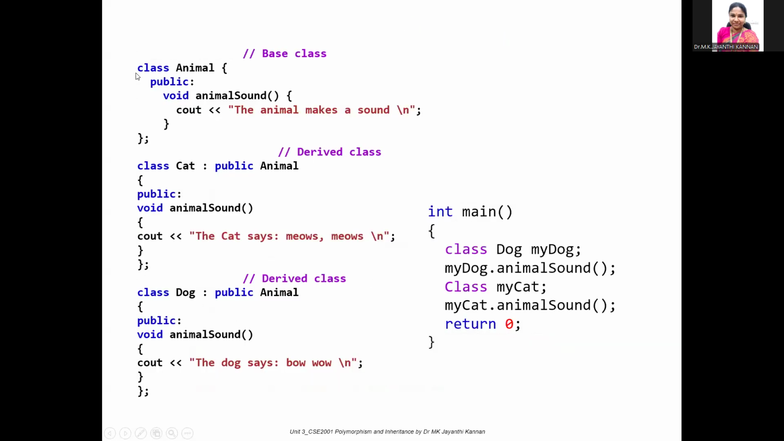As we saw already, class animal, class cat from animal, class dog from animal, all three classes have animal sound. Depending upon the object, the corresponding function will be called. If it is a dog, my dog dot animal sound will display the dog says bow bow. If you say my cat class dot animal sound, it will call the corresponding animal sound, the cat meow meow.